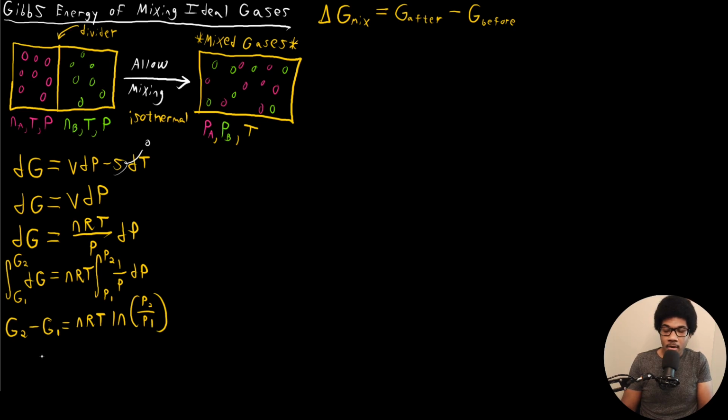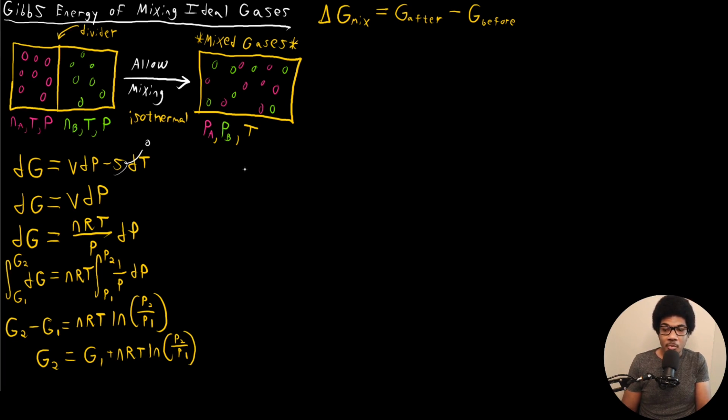So if we want a final Gibbs energy, it's just going to be the initial Gibbs energy plus nRT ln P2 over P1. This is how your Gibbs energy changes for an ideal gas. You have some initial Gibbs energy G1, and you add on this change with respect to pressure, and that gives you your final Gibbs energy.